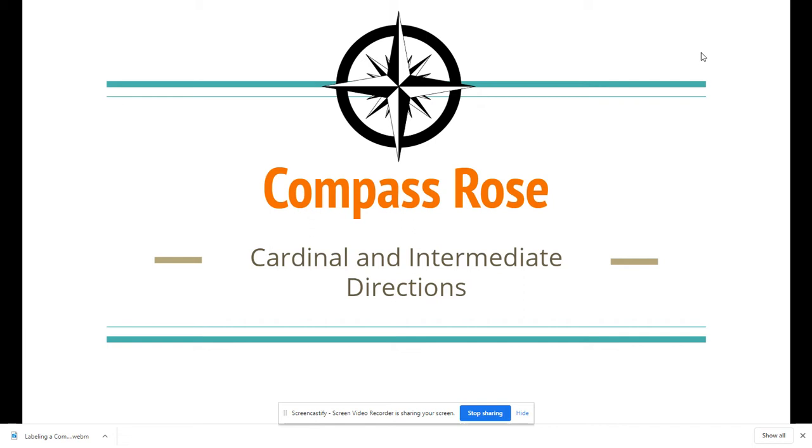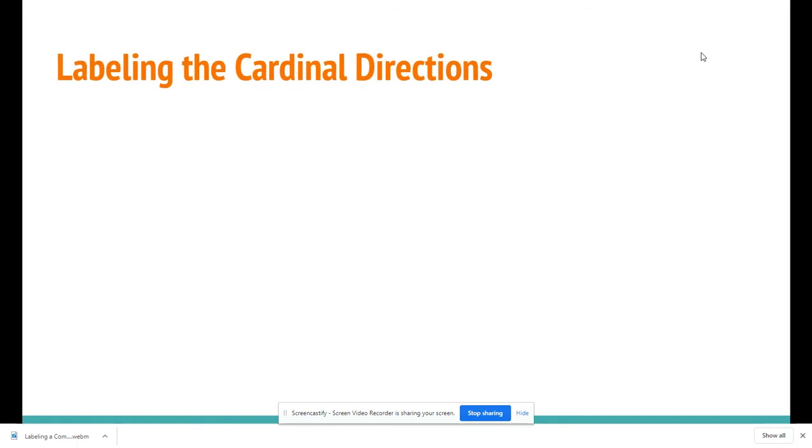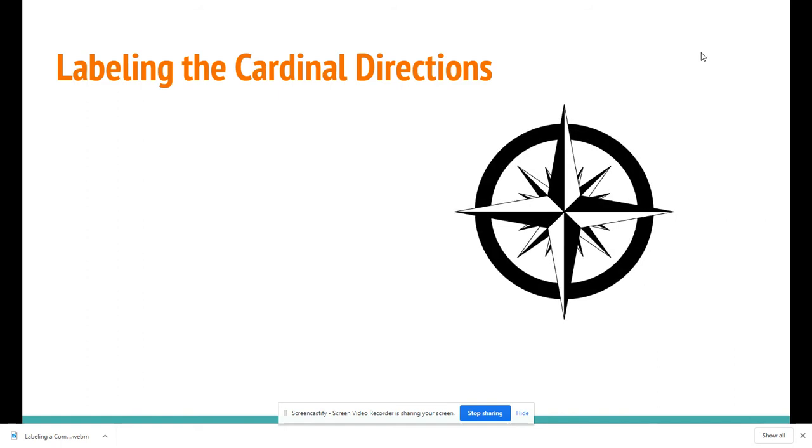So what we're going to look at first is how you label the cardinal directions on a compass rose. So here's our compass rose. The first thing we want to do is label north. Then opposite of north is south. After you've labeled south, you're going to look over here and you're going to label west. And right across from west is east.